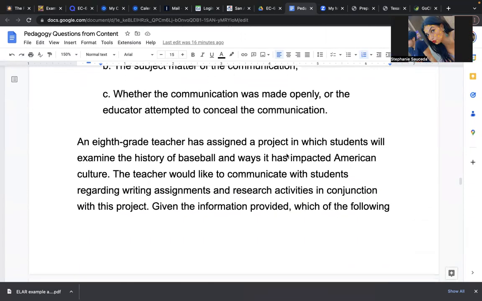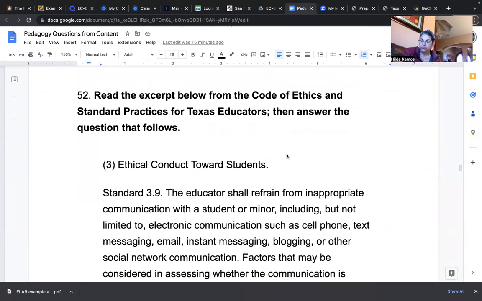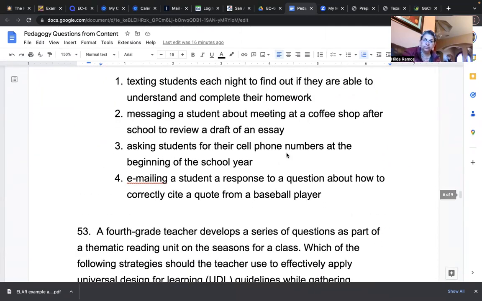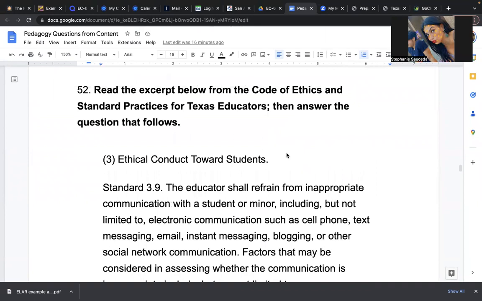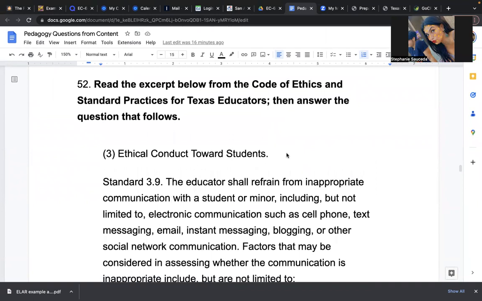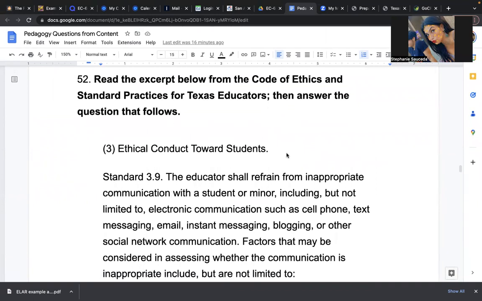Okay, we're going to read the excerpt, and it's kind of long. So it refers to who knows what domain? Who can tell me what domain our code of ethics shows up in? What domain of our exam and learning is code of ethics? Domain 4, that's right. It's all about professional responsibilities and our standards in the law.